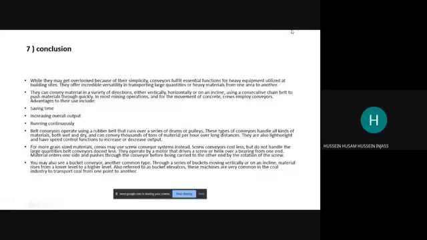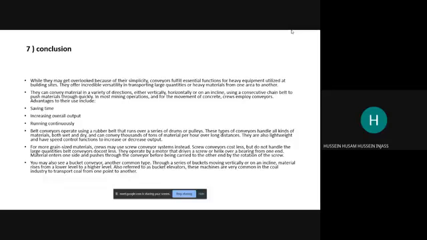Conclusion. While they may get overlooked because of their simplicity, conveyors fulfill essential functions for heavy equipment at building sites. They offer incredible versatility in transporting large quantities of heavy materials from one area to another. They can convey materials in a variety of directions, either vertically, horizontally, or on any incline, using consecutive chain built to push materials through quickly. In most mining operations and for the movement of concrete, crews employ conveyors.